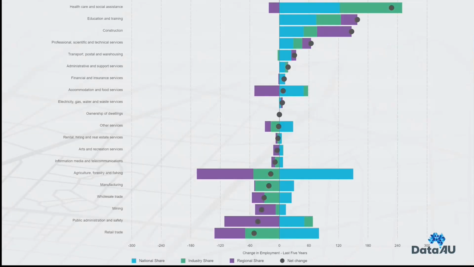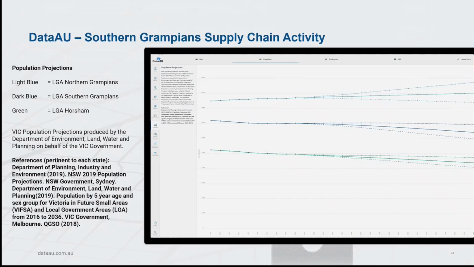change. So we've got regional, national, and industry-based shares, which can either be positive or negative, either left or right of the zero, change in employment over the last 5 years. But you can identify across each industry that net change. So there's a lot of information included in that one as well.